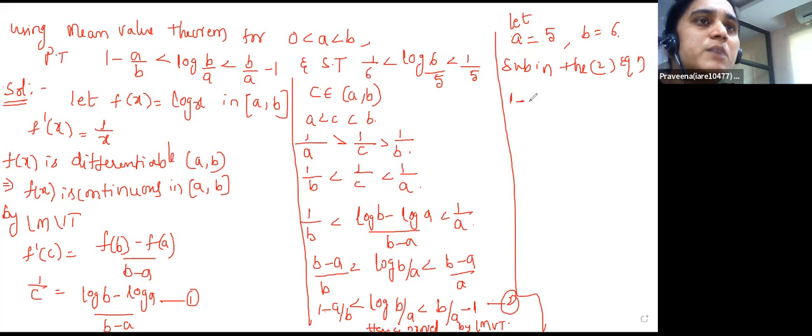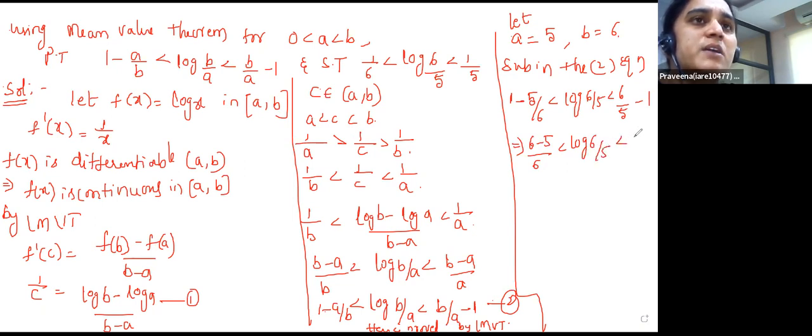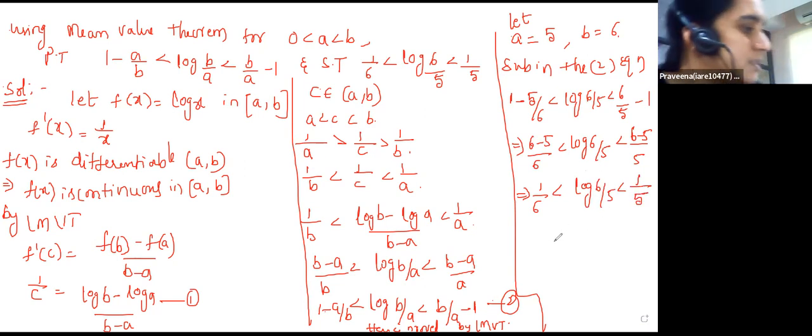From that, 1 minus 5 by 6 less than log of 6 by 5 less than, okay, b means 6 by 5 minus 1. From that, take the LCM, that means 6 minus 5 by 6 less than log 6 by 5 less than 6 minus 5 by 5, that is 1 by 6 less than log 6 by 5 less than 1 by 5. Okay, hence proved. This is the final answer for this given question.